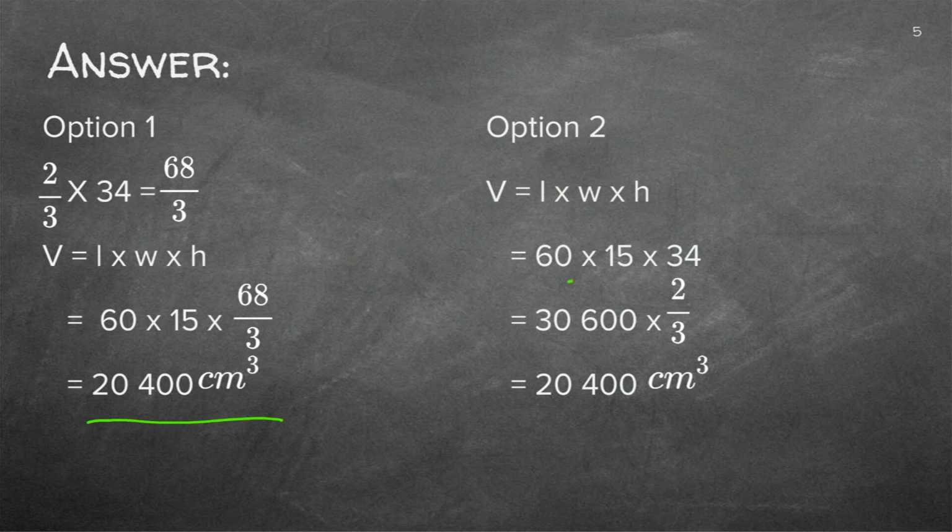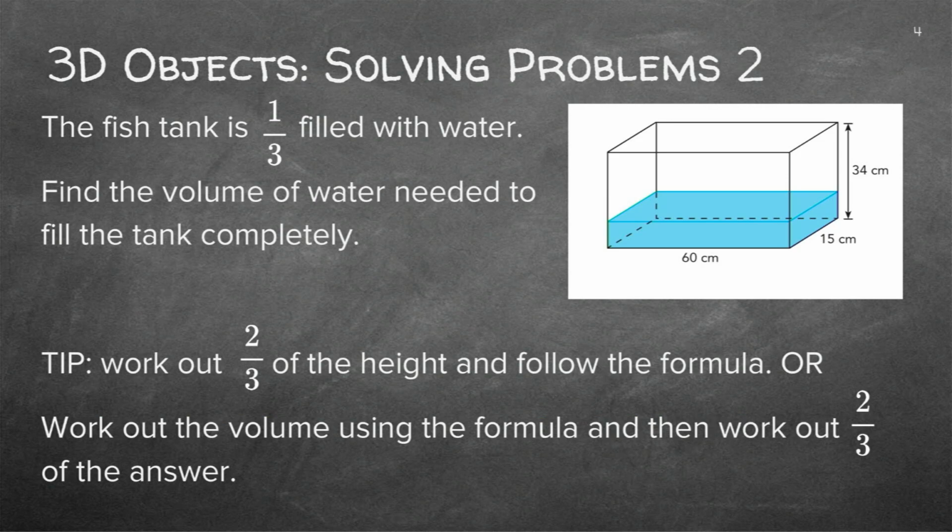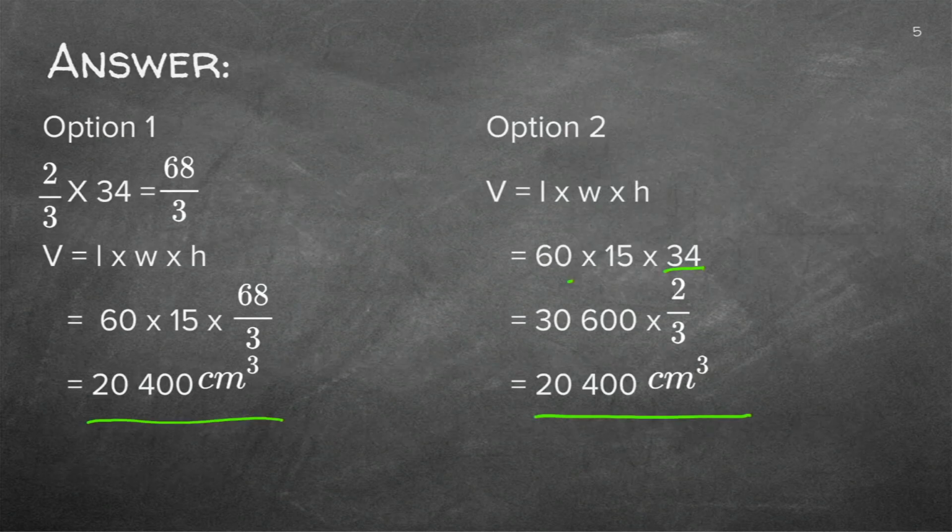If we do the other option, we can say, okay, the length is 60, the width is 50, the height is 34. So we work out 30,600. This is the total times 2/3 of the total. So we get the same answer. So the amount of water needed to fill the fish tank would then be 20,400 cubic centimeters. Okay, you ready for another one? Let's see.